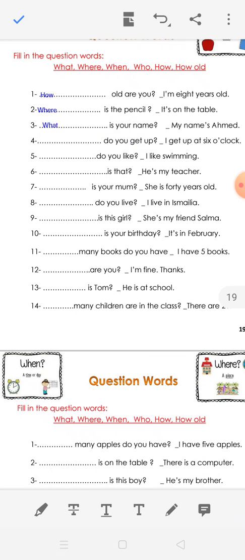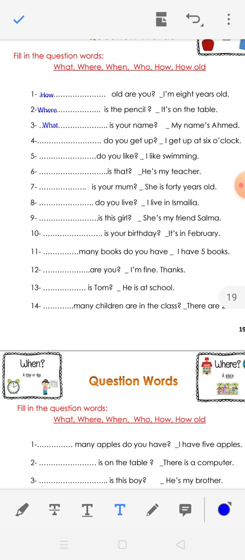Number 4. I get up at 6 o'clock. When? When is used to ask about time or date. When do you get up? At 6 o'clock.